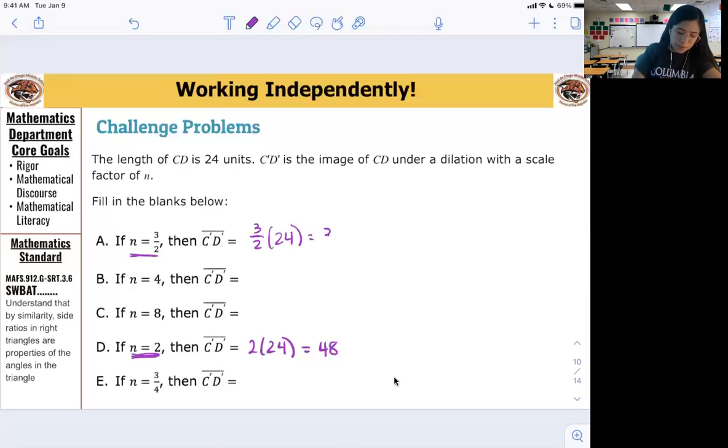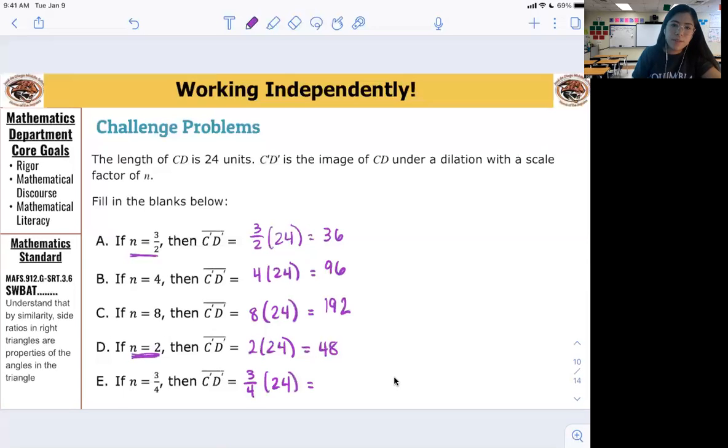Good, 36. If n is 4, what's 4 times 24? 96. If n is 8, what's 8 times 24? Janelle's out here with her calculator. If n is 3/4, 3/4 times 24.